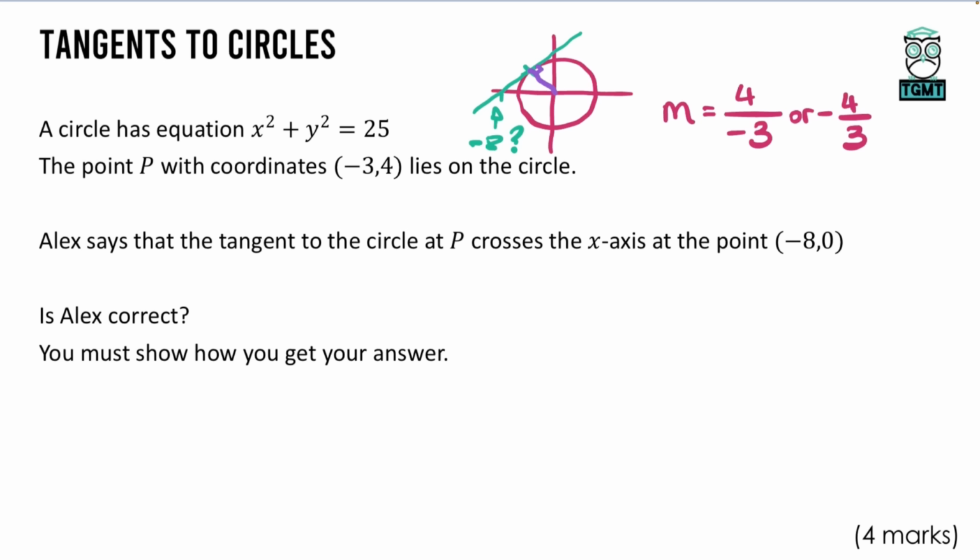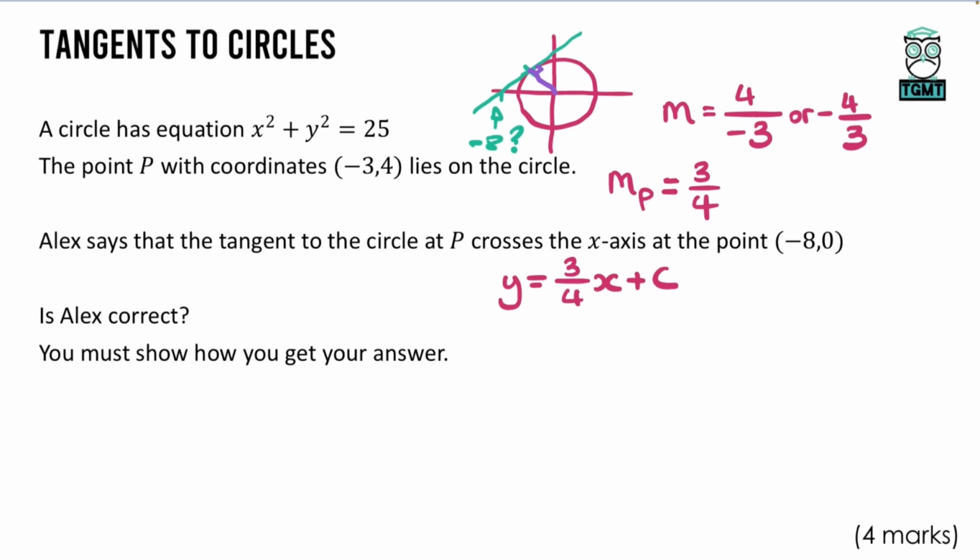Now, the tangent has the negative reciprocal of that. So the perpendicular gradient, which I write as MP, there are lots of different ways that you can write that. I just write MP. So the negative reciprocal of -4/3 is positive 3/4, just flipping the fraction over and changing the sign. So that's the gradient of the tangent. Now all I need to do is put it into y equals mx plus c. So y equals 3/4 x plus c.